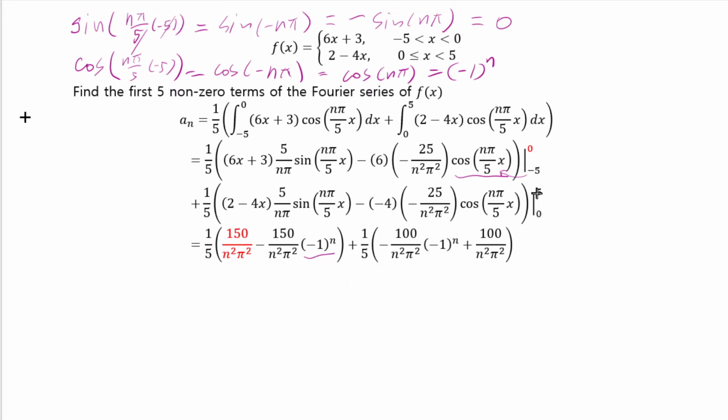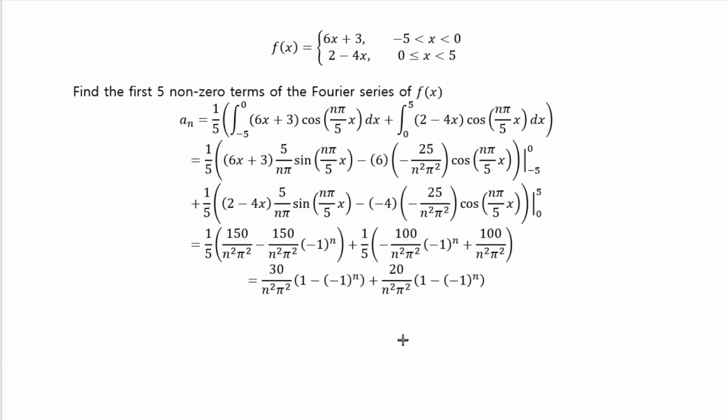And I'm doing the same thing, this time plugging in 5 and 0. Either way, the sine term will give you 0, so this really doesn't create anything. Everything just comes from here. When you plug in 5, you get cosine n pi, which gives you negative 1 to the nth power. Negative times negative times negative is negative. 4 times 25 is 100. When you plug in 0, it's positive 1. And then because you're subtracting, you have 4 negatives, so it's plus. Okay, so you have this integral.